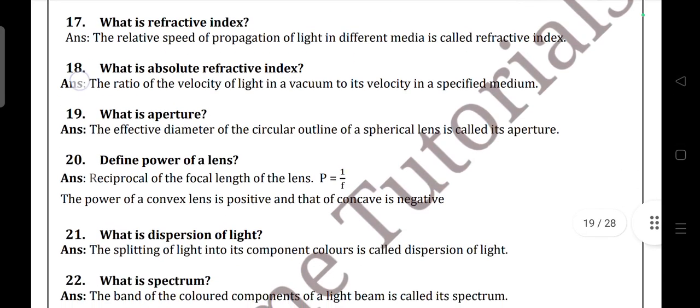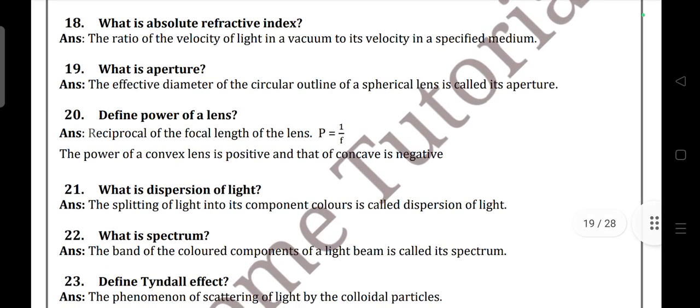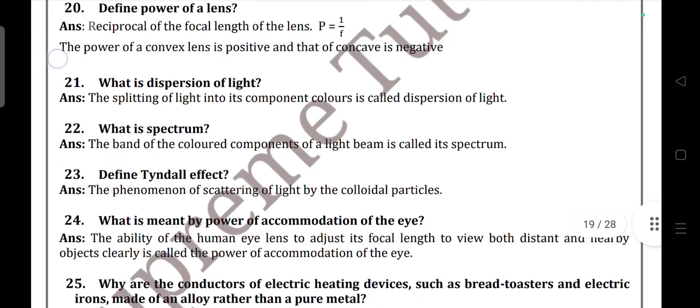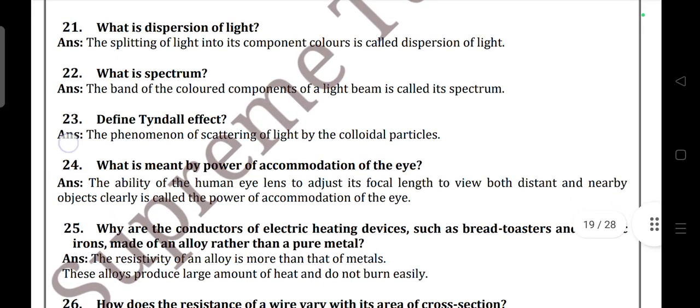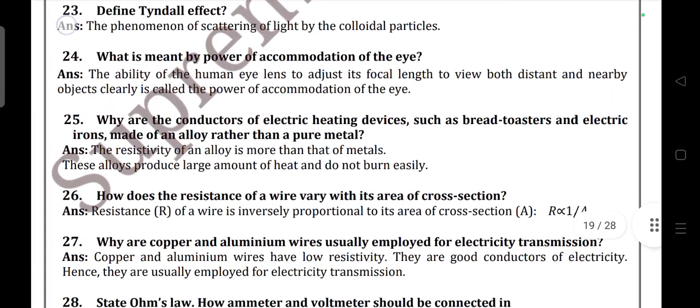What is aperture? Define power of a lens. What is dispersion of light? Define spectrum. Define Tyndall effect. What is meant by power of accommodation of the eye?